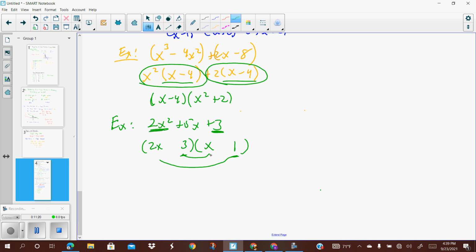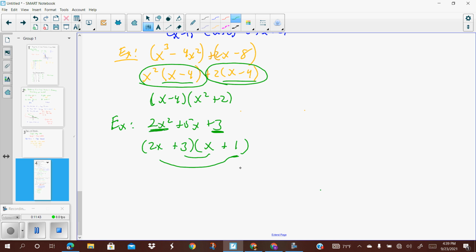If I had switched those, I'm going to put the 1 and the 3 back in a second. If I had switched those by accident and put a 1 here and a 3 here, when I checked the outside, I would get 6. When I checked the inside, I would get 1. I can't add 6 and 1 to get to 5. It would give me 7. So that's why the 3 and the 1, the order makes a difference.